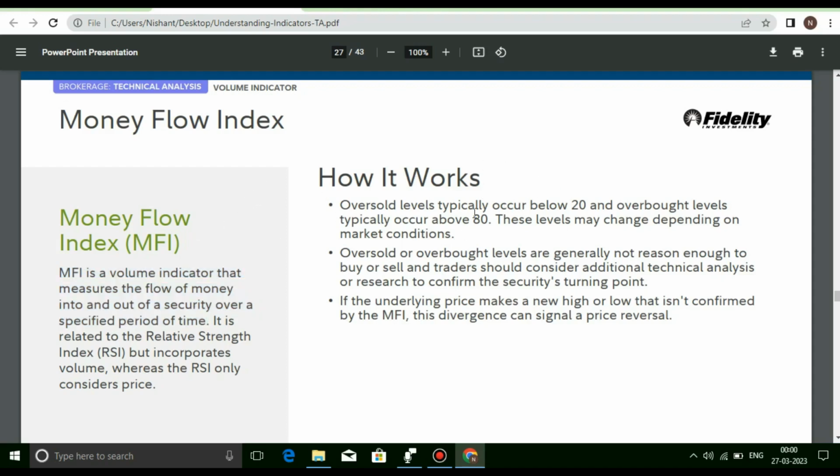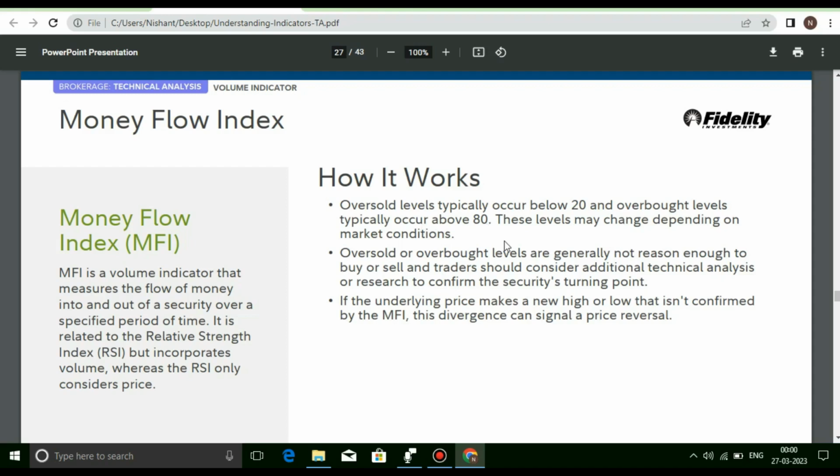So how the money flow index works is, oversold levels typically occur below 20, like in RSI also, oversold levels usually occur below 20. In MFI also, if it is below 20, then oversold levels occur, and overbought levels typically occur above 80, and these levels may change depending on the market conditions.